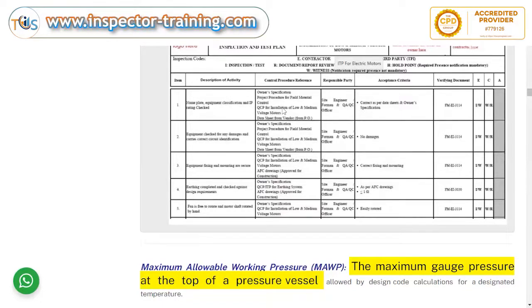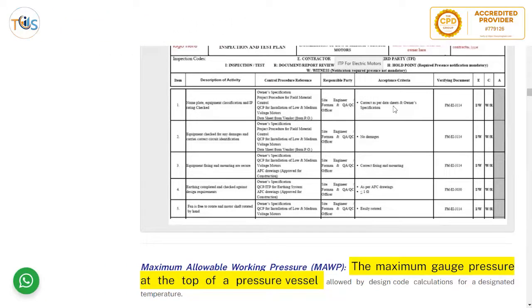So what is to be done, how it is done, who is responsible for it, and then what is the acceptance criteria, and what is the verifying document. So it could be a drawing, a test report, etc. And then here there would be intervention points of relevant parties: subcontractor, contractor, client, third party, etc. It could be 4 or 5 columns here for the relevant parties.